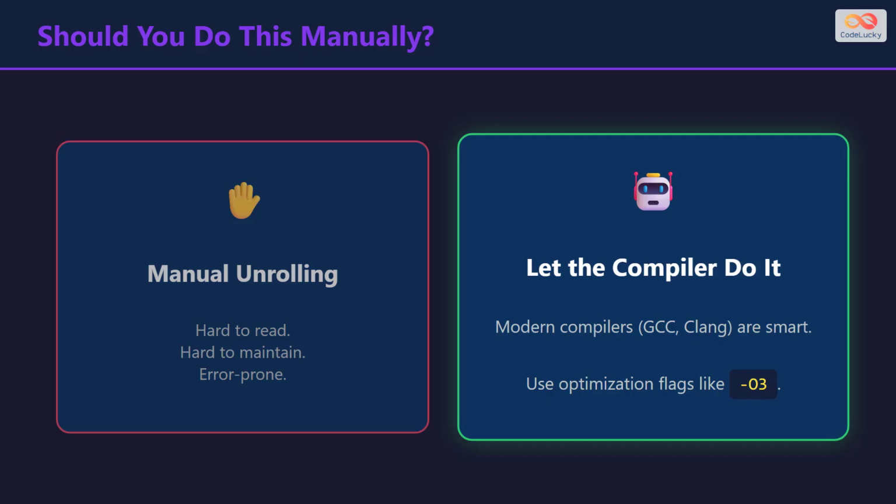So, should you go through your codebase and manually unroll every loop? Definitely not. Manual unrolling makes code hard to read and easy to break. Modern compilers like GCC and Clang are incredibly smart. If you use optimization flags like -O3, the compiler will automatically unroll loops for you where it makes sense, balancing the speed gains against the size costs.